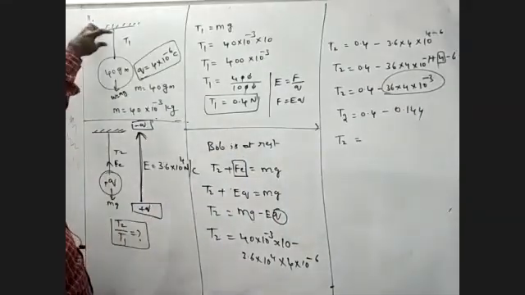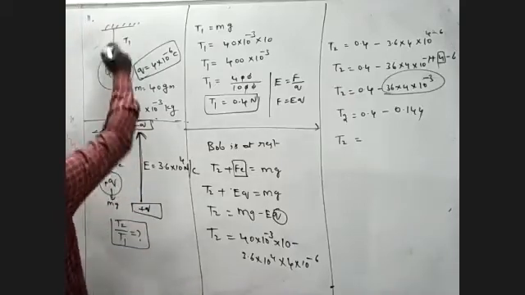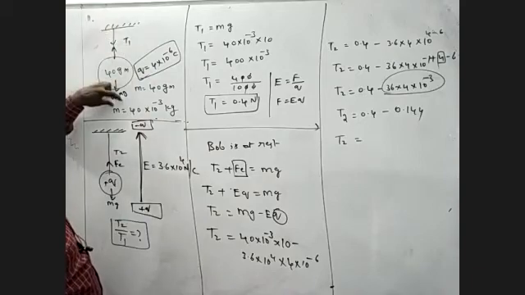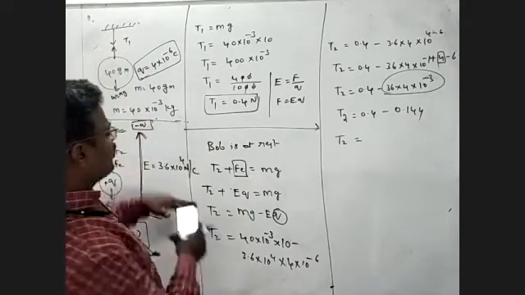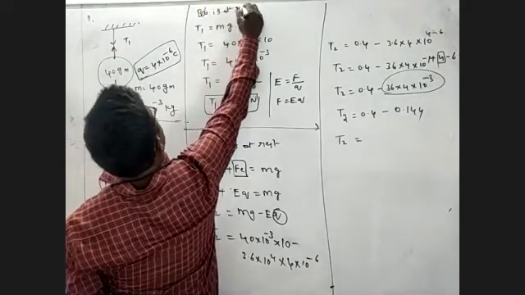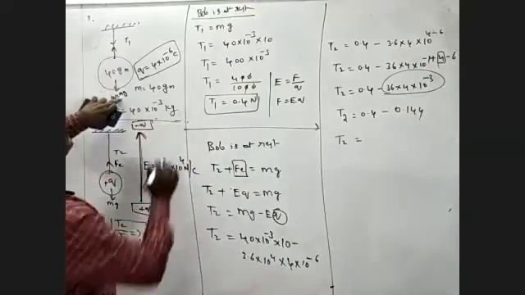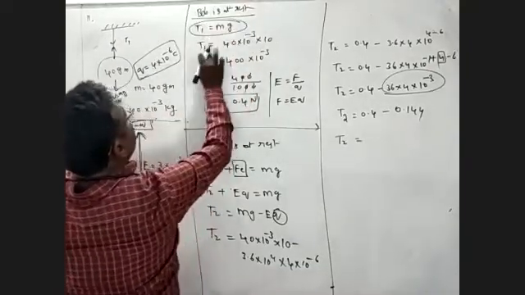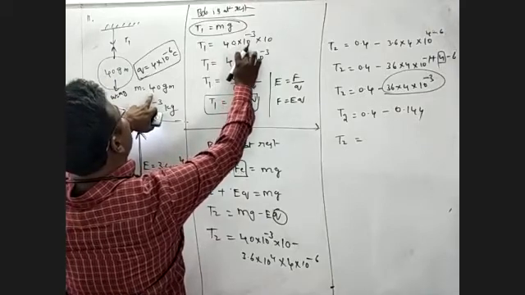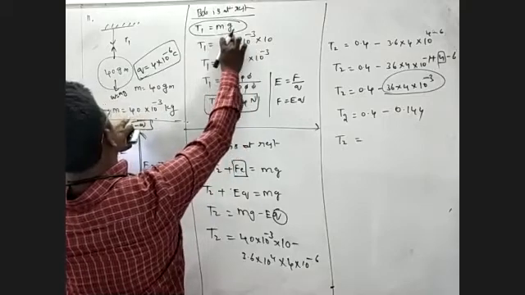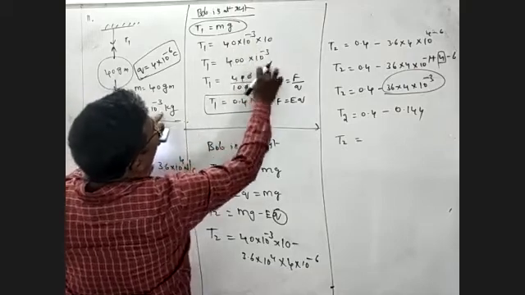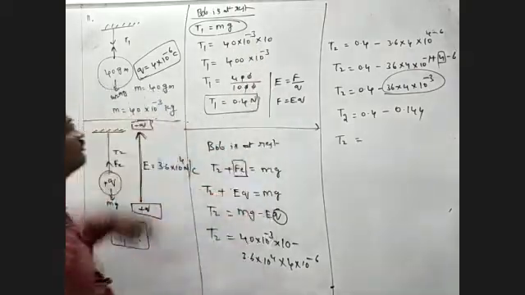Now T1 is the tension on the upper side. The weight acts vertically downward and the bob is at rest, so T1 is equal to mg. This is the formula. The mass is 40 into 10 to the power of minus 3, and g is 10, so mg is 400 into 10 to the power of minus 3. That is T1 is equal to 0.4.